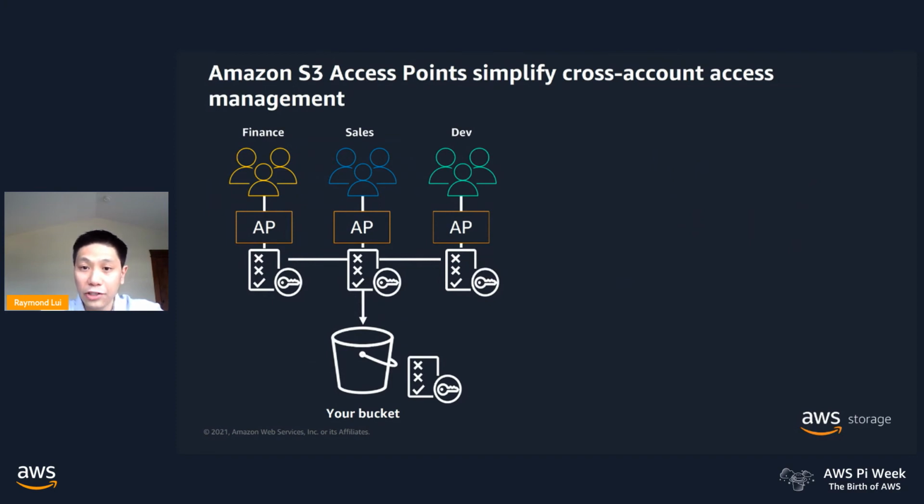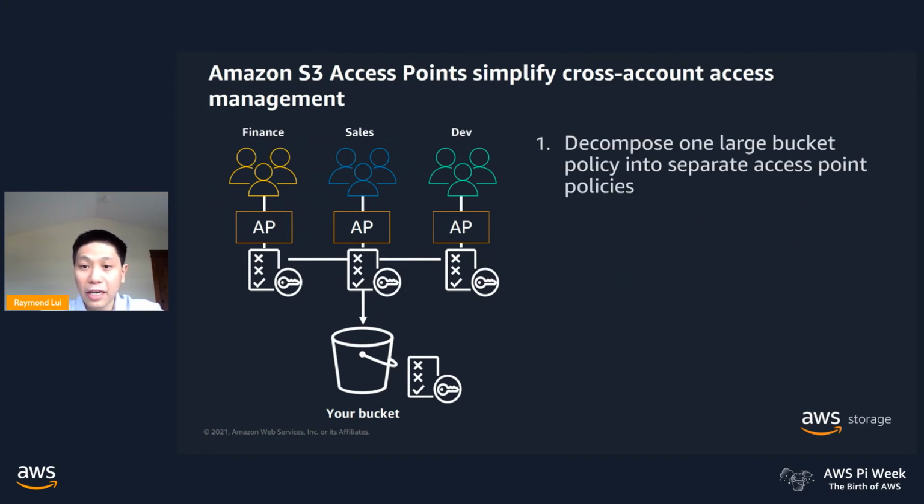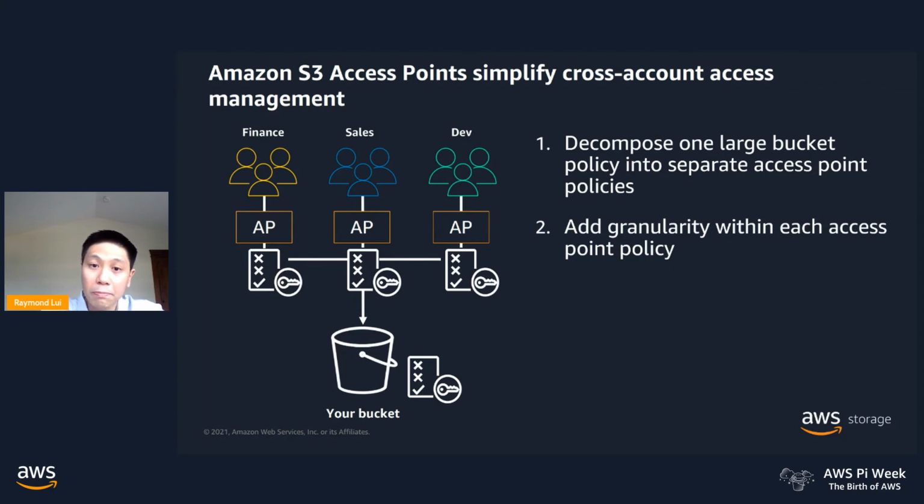With Amazon S3 Access Point, you can first effectively decompose your bucket policy into separate access point policies that you can manage more easily. Then within each access point policy, you can further add granularity to your permissions. Lastly, you can use access point to limit access to specific virtual private clouds.